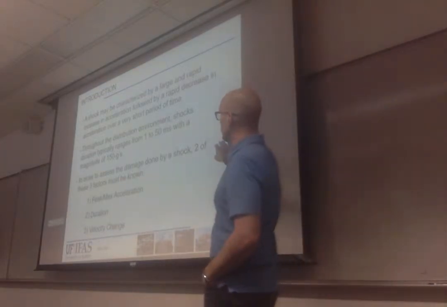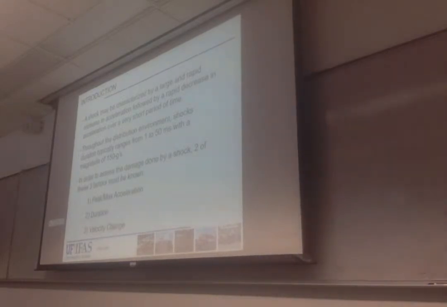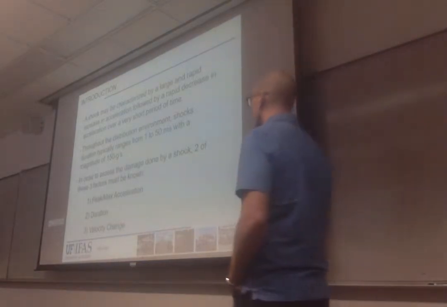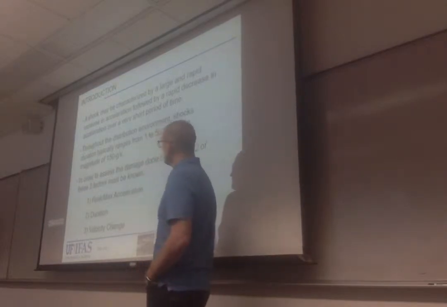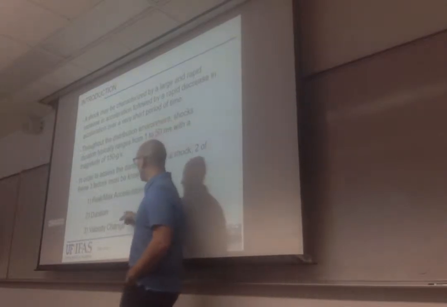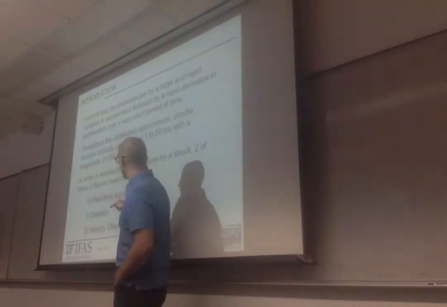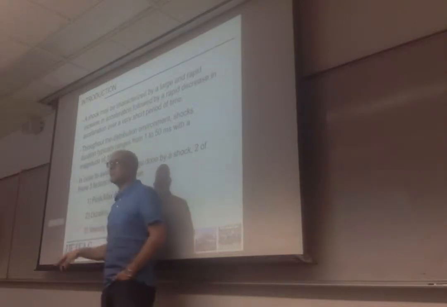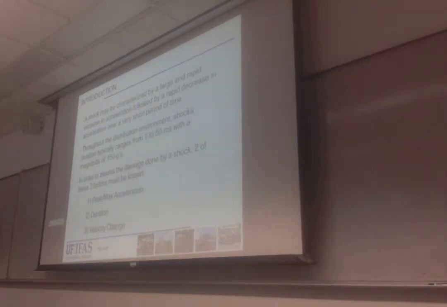In order to assess damage done by a shock, 2 of the 3 factors below must be known. They're all linked together. Peak acceleration is 1, the duration of the impact, and also the velocity change. If you know 2 of them, you know the third one. If you have the graph of acceleration over time and you do an integration, it gives you the velocity change. So the area under the curve, which we're going to see a little bit later, corresponds to the velocity change, and that is linked to the energy of the shock itself.